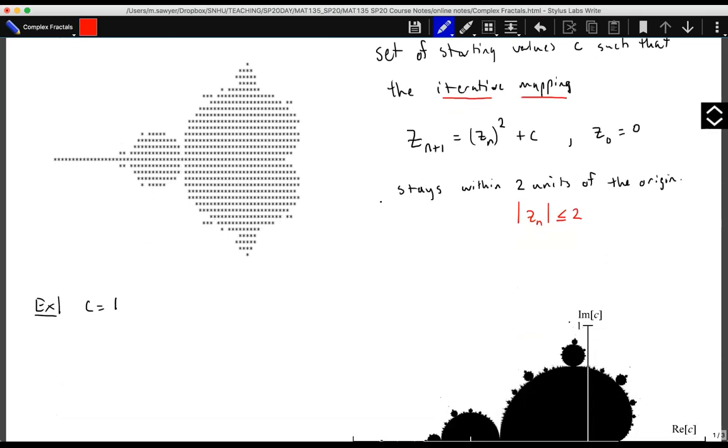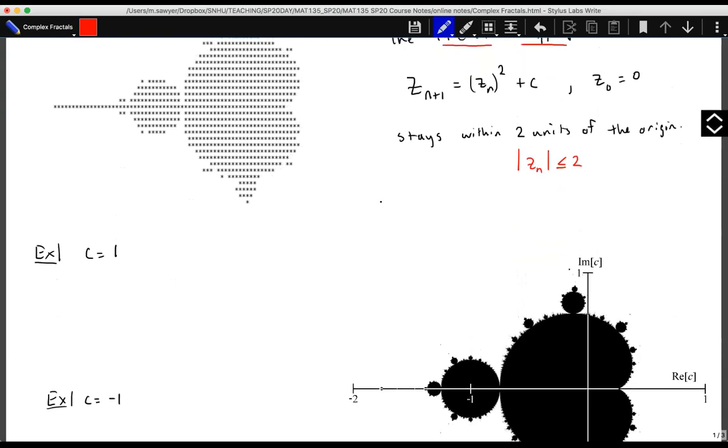So let's look at a couple of examples here. If I look at the value of C equals 1, my starting point is always Z sub 0 equals 0. So I take 0 squared plus my C value, C equals 1, so I get 1. This feeds back into my new value here. So this is the iterative mapping. This 1 feeds back in to the new location. This is what makes it the iterative mapping.